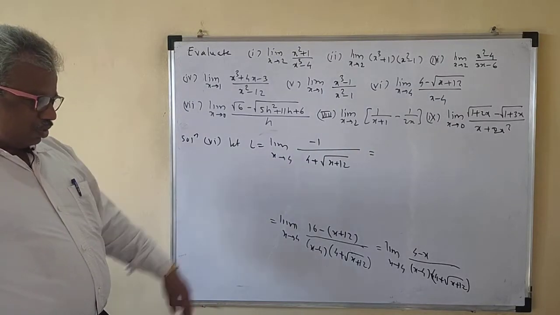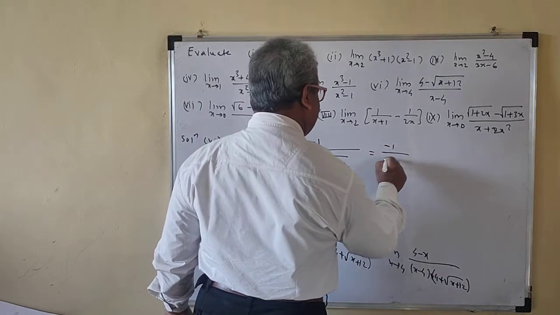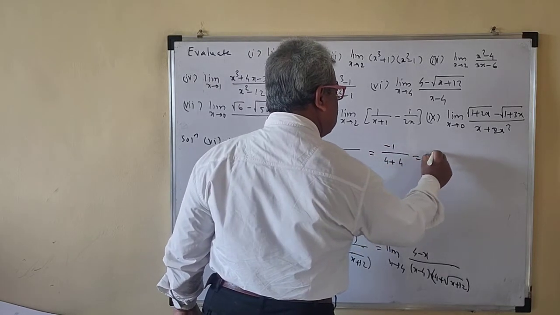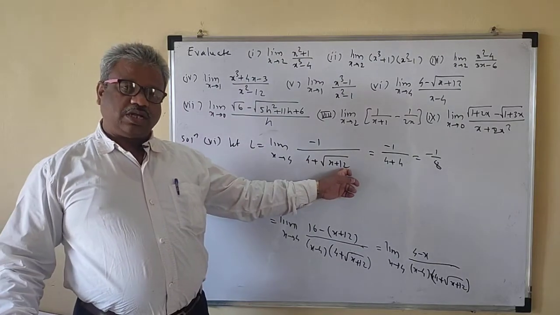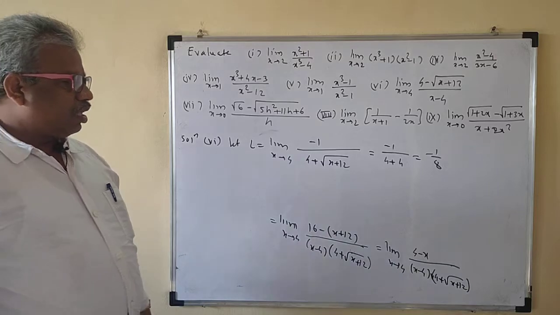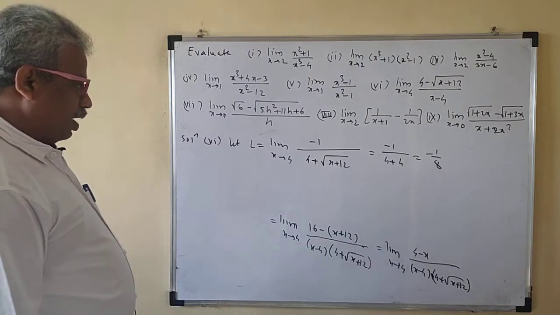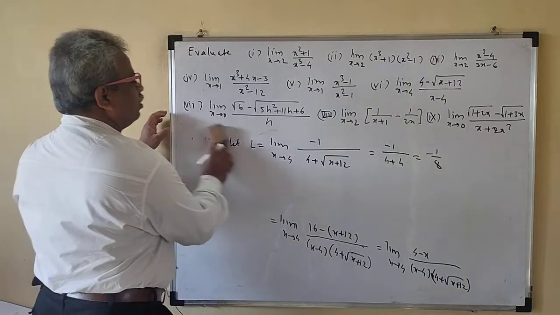So now you can put x is equal to 4 here. So what we get? Minus 1, 4 plus 4. This is minus 1 upon 8. This is what? 4 plus 12 is 16. Root of 16 is 4. So this is minus 1 upon 4 plus 4, which is minus 1 by 8. So the required answer for this one is minus 1 by 8.